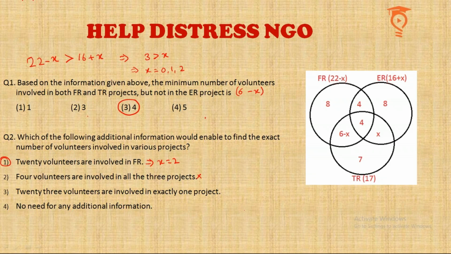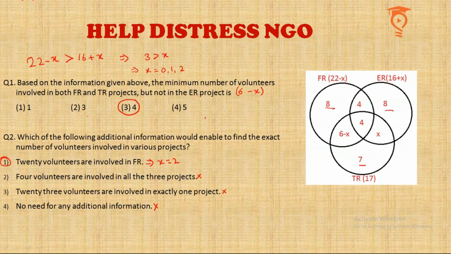Third statement, the option is 23 volunteers are involved in exactly one project, which is 8 plus 8 plus 7. This is also something which I know beforehand. There is no additional information about it. Fourth option, no need of any additional information. ऐसा तो हो ही नहीं सकता because x के 3 values possible थे. So clearly we have first option.